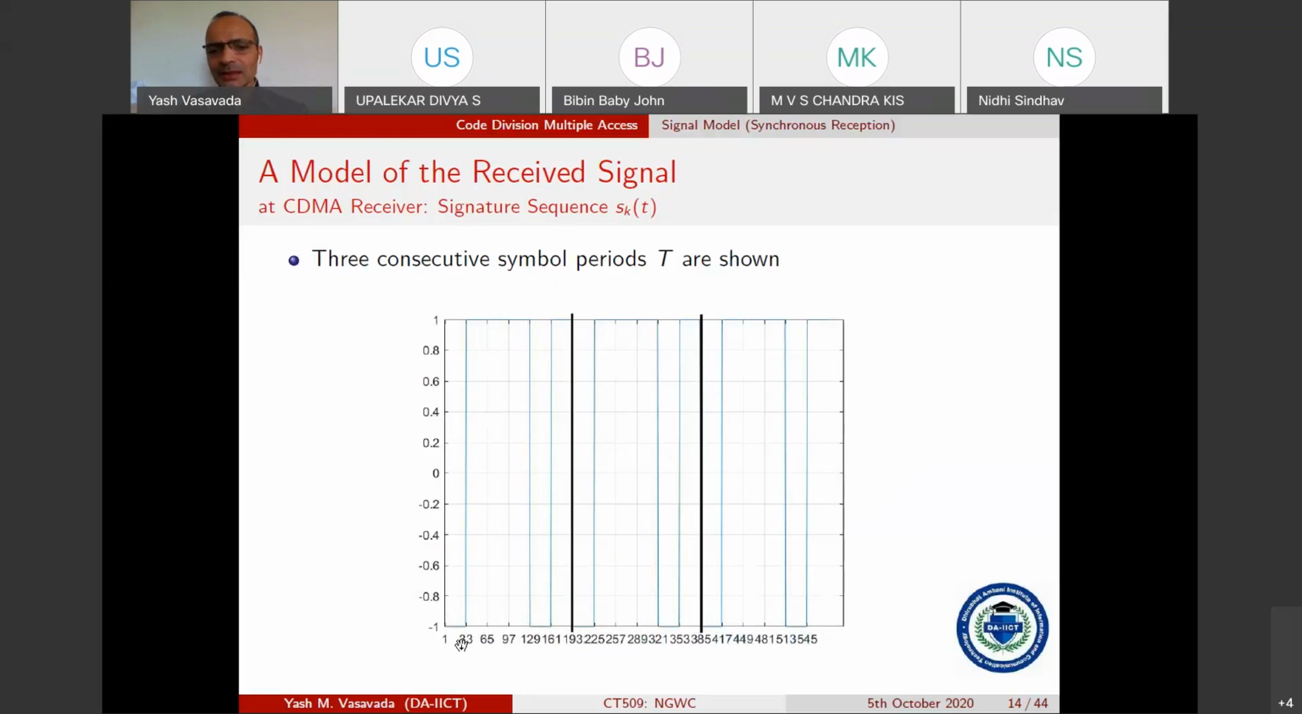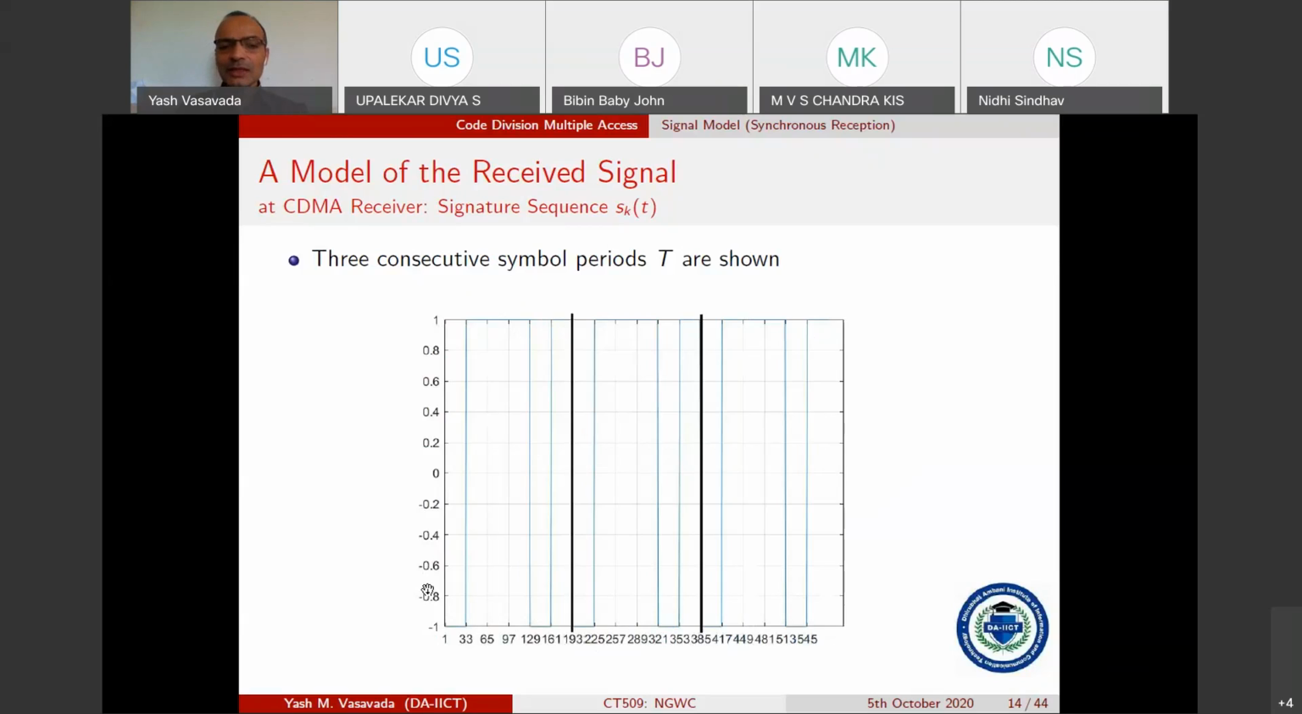I have taken here that this S of kt keeps on changing its value every 32 units of time. So after 32 units, it became -1 to +1. And then it stayed +1 for the next 3 intervals, each of 32 units of time. Then after that, it again became -1. It stayed -1 for the next 32 units of time, and then it again became +1. So that is Sk of t.